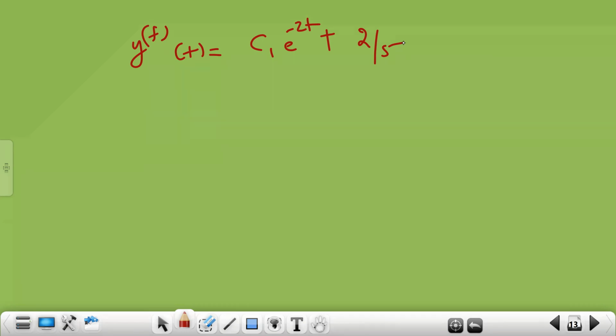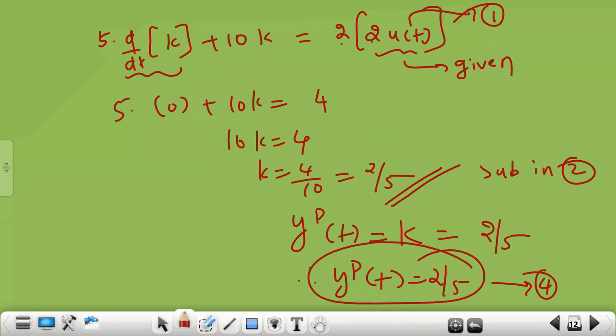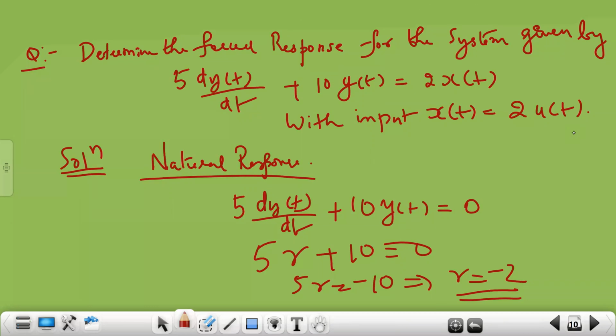So till now I will repeat it once again for the latecomers. What I have done is, the given differential equation and the input are also provided. Input is 2u of t. So first I will find the natural response. Then we have to find the particular solution, and then we need to add those to get the final forced response. So first, to find the natural response, I will set your right hand side as 0.